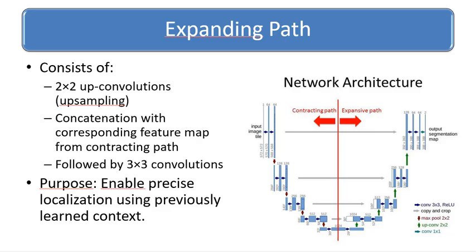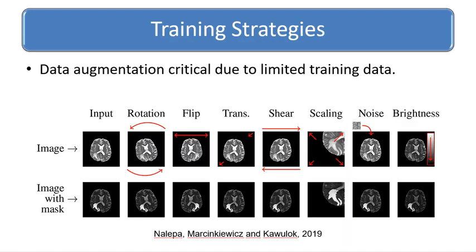Now, the expanding path performs up-convolutions, or transposed convolutions, to upsample the feature map. At each level, it also concatenates the corresponding feature maps from the contracting path. These skip connections allow the model to combine context with fine-grained location, which is essential in medical segmentation where precision matters. Since biomedical datasets are often small, data augmentation is a key strategy to prevent overfitting and improve generalization.